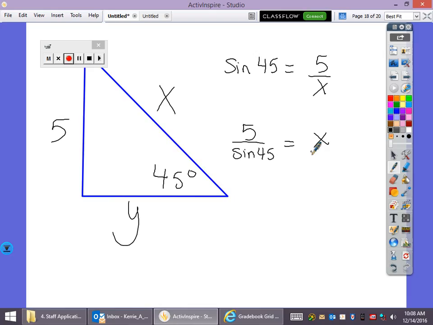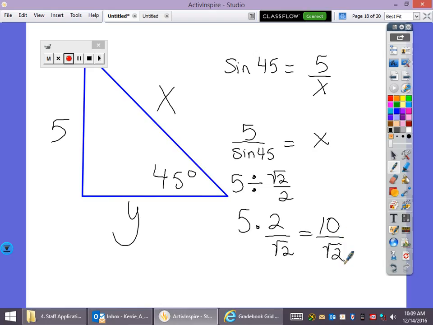Doing the hand trick, I get the square root of 2 over 2. So this is really 5 divided by the square root of 2 over 2. I wrote it out the long way so you could see what I'm going to do next. Remember, division is simply multiplying by the reciprocal. So 5 times 2 over the square root of 2 gives me 10 over the square root of 2. Now, this is an acceptable answer. It is not the best answer.